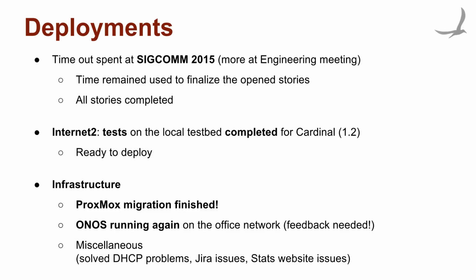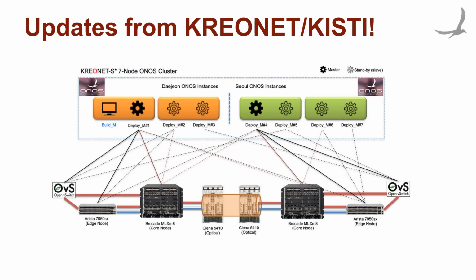The next slide will show that this is one of the deployments that's running today in Korea. They are running 7 instances of ONOS in 2 locations, one in Seoul, one in Daejeon. And then they hooked up to a set of real switches, including optical switches from Ciena, and the packet switches of Brocade and Arista, and then with some OVS switches on the edge.